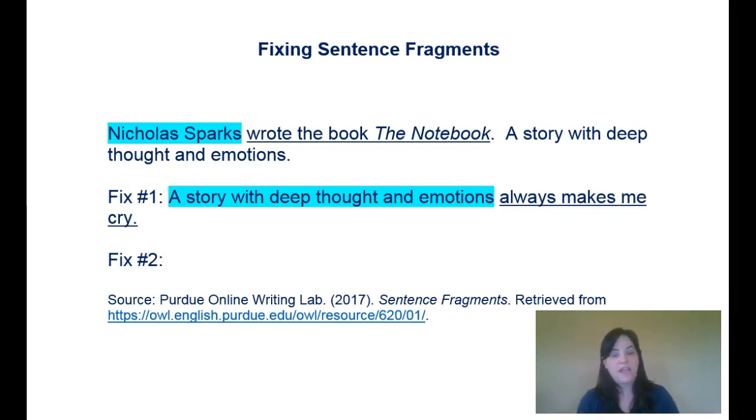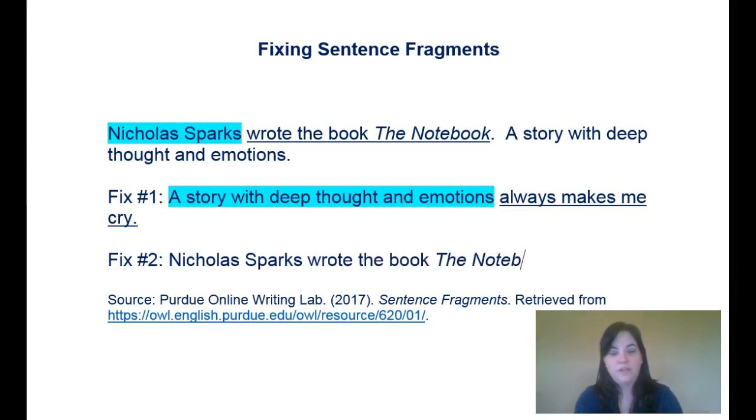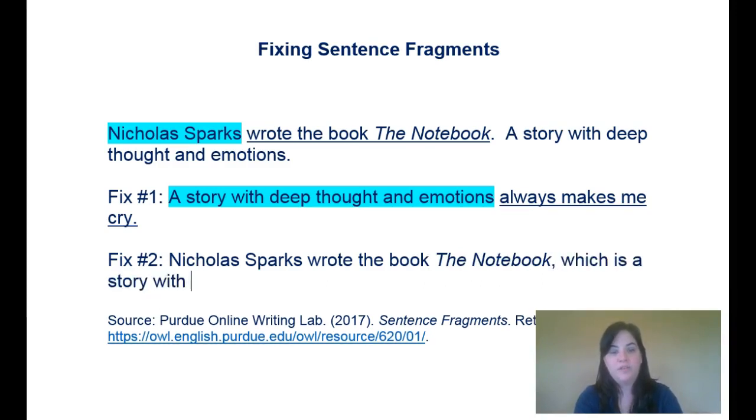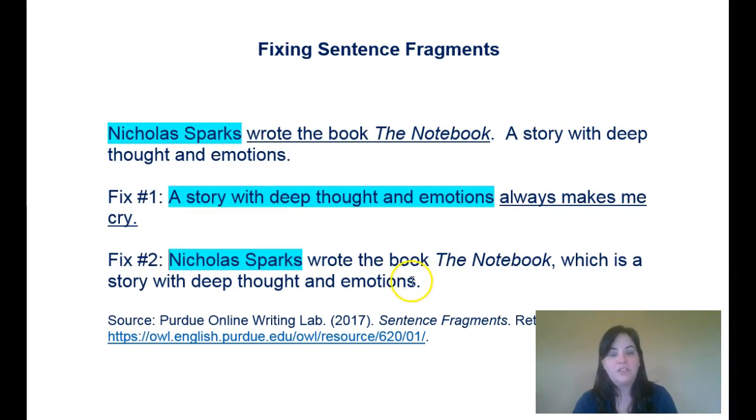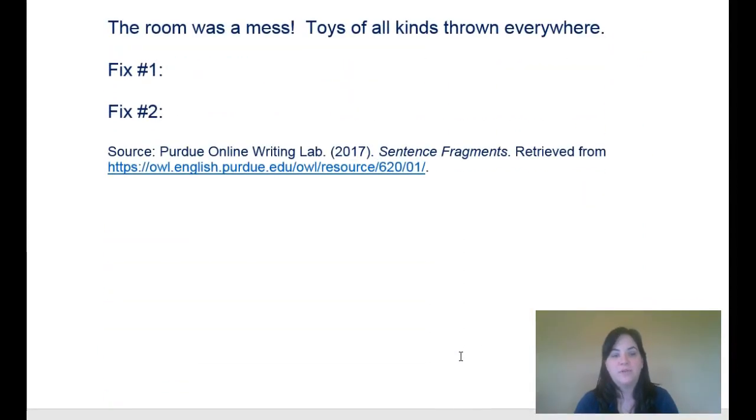The other way I can fix a sentence fragment is to connect the sentence fragment to another complete sentence. So in this case, I'm going to connect the two. I'm going to say, Nicholas Sparks wrote the book, The Notebook, which is a story with deep thought and emotions. And if I connect the two that way, I have the subject, Nicholas Sparks is still my subject of this sentence. That didn't change. But now I have a much longer predicate to tell me about Nicholas Sparks, that he wrote the book, The Notebook, which is a story with deep thought and emotions. So those are two ways I could fix that sentence fragment. But let's look at another example.